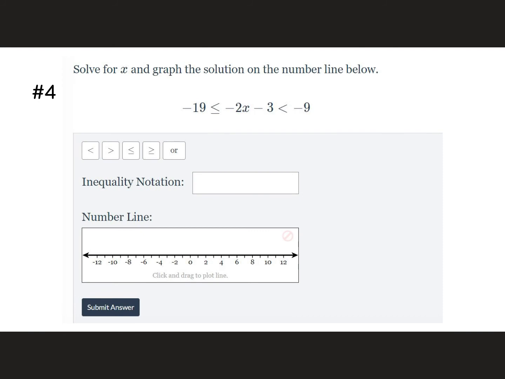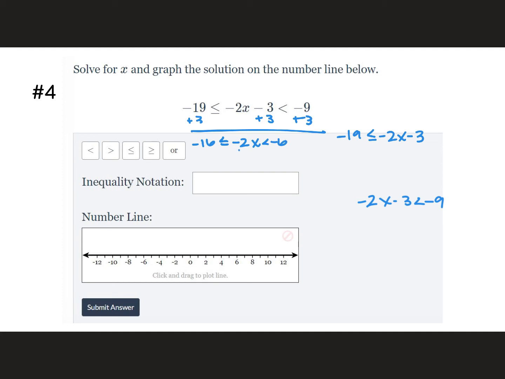Next one I wanted to look at was number 4. Here for number 4, remember you can solve this all at once, or if you don't like that, break it up into 2. So that's one of them, and there's the second one. I'm going to choose to just do this at once. So this would be negative 16 is less than or equal to negative 2x, which is less than negative 6. I'll divide everything by negative 2. That will give me 8 is greater than or equal to x, which is greater than 3.